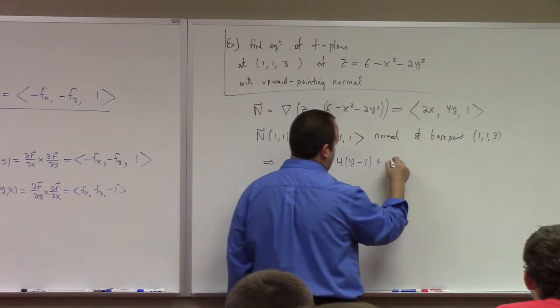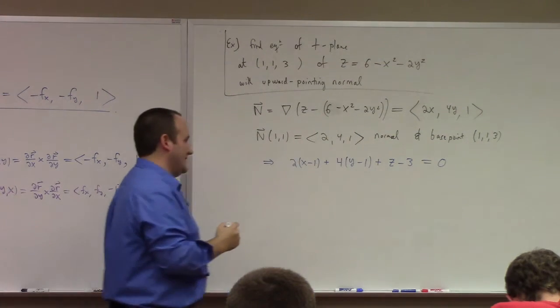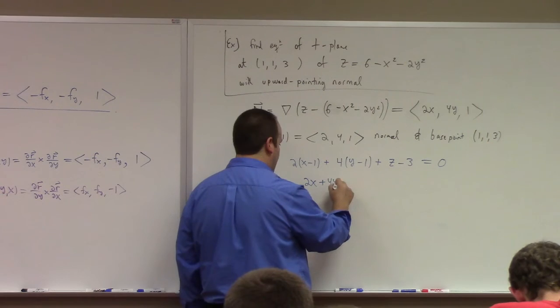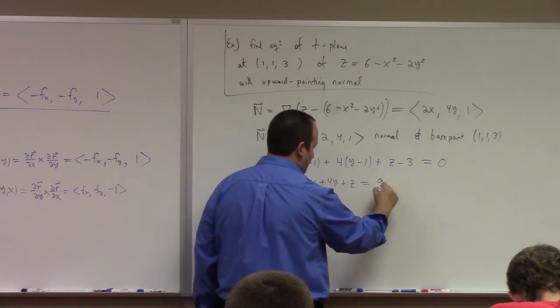Then just 1 or z minus 3 equals 0. I don't know, sometimes I just like to clean it up. This is 2x plus 4y plus z is equal to 2, 4, 6, 9. 9, yeah.